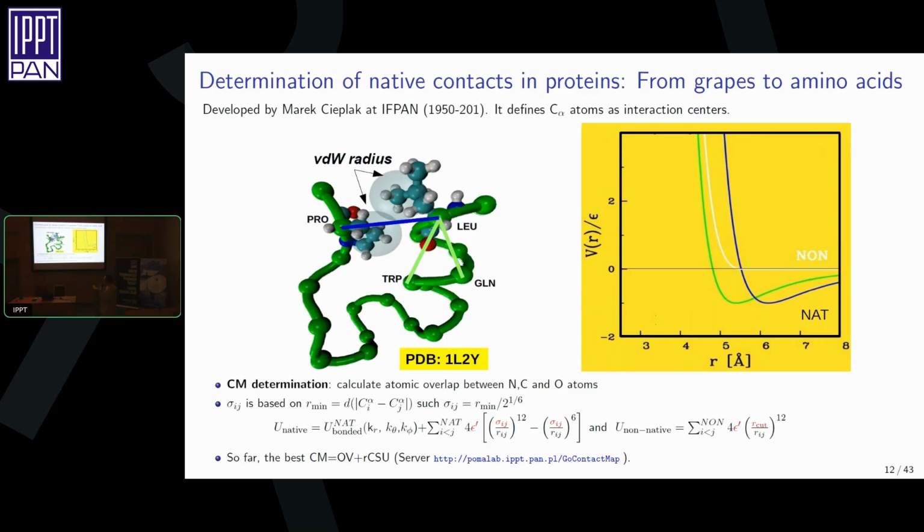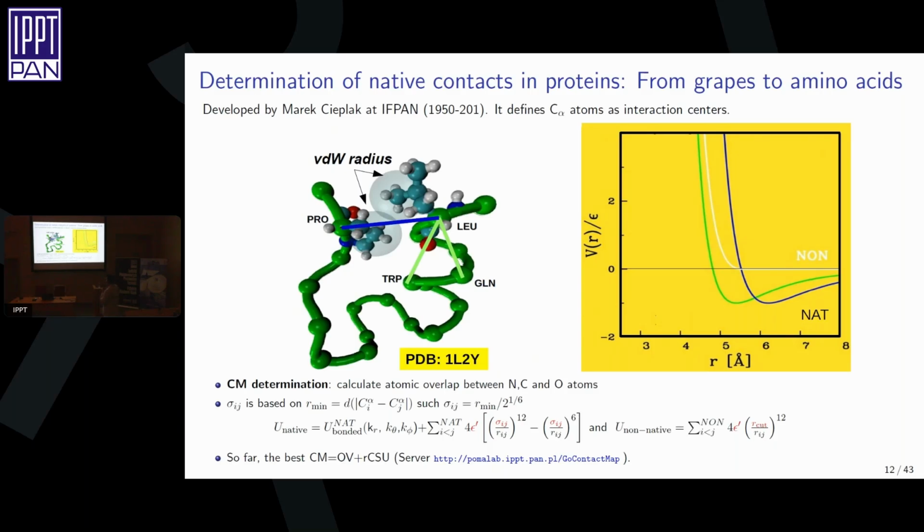It could also be the CB atom, but in proteins, most of the community has always chosen the C-alpha as the degree of freedom that can take care of the topology of the protein. So that was the basic idea.